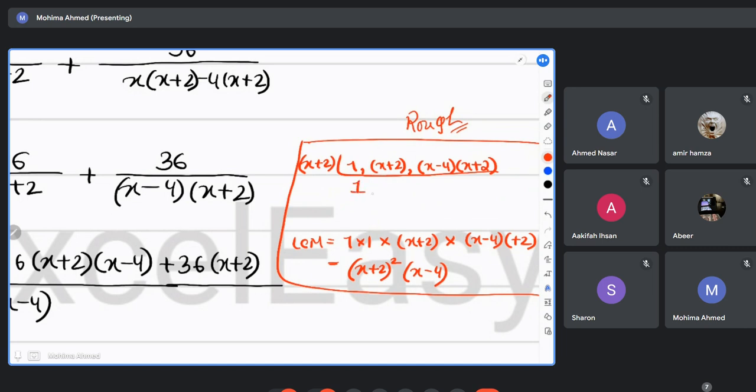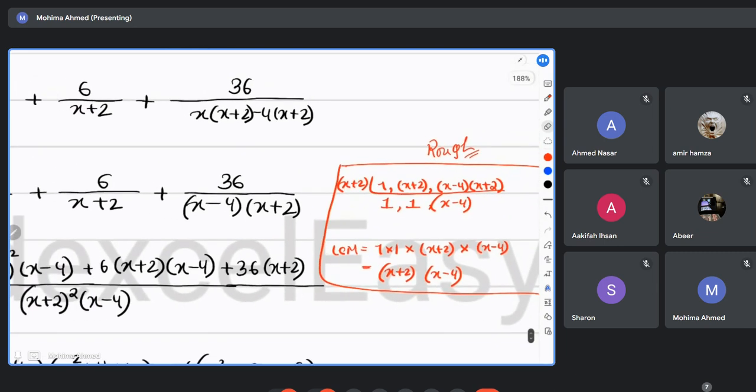1 will remain as 1. This will also remain as 1. And then x plus 2 divided by x plus 2 gives you 1, right? And (x minus 4)(x plus 2) divided by x plus 2 will just give you x minus 4. So in this case, you're not supposed to have this x plus 2 with this part. And finally, this will be your LCM.